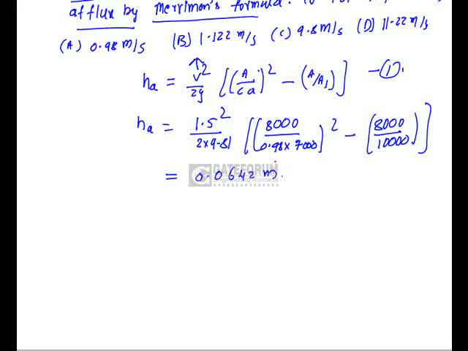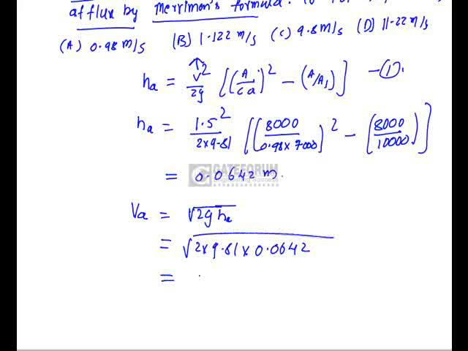So what we have to calculate is the increase in velocity due to afflux. VA, the increase in velocity due to afflux, is root 2g HA, root 2 into 9.81 into 0.0642 meters. That implies 1.122 meters per second. So 1.122 meters per second, option B is correct.